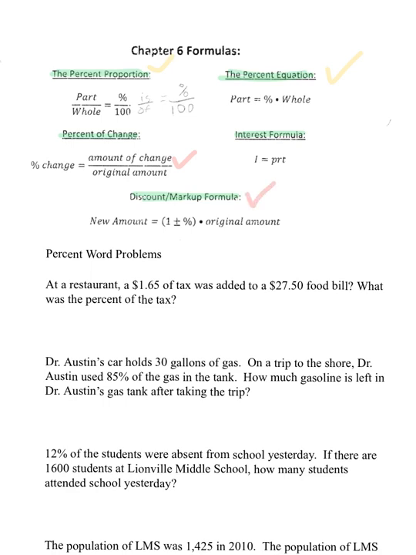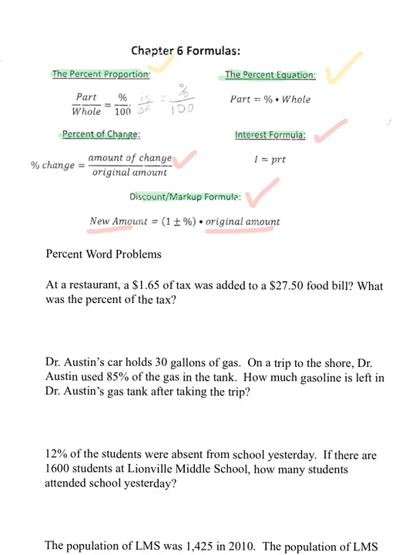Another one we looked at was our discount markup. So this is if you are given a sale price and you have an original amount or you want to find the original amount or you want to find the sale price, use that formula. And the last formula we were given is the interest formula. The interest equals principal times rate times time.